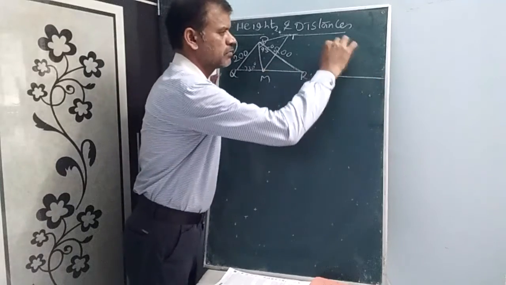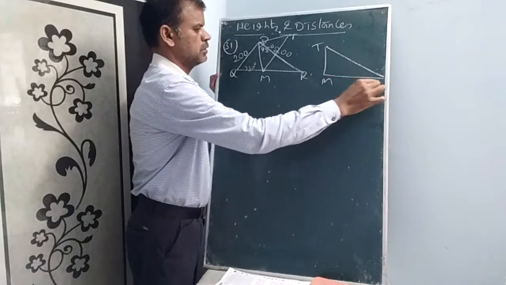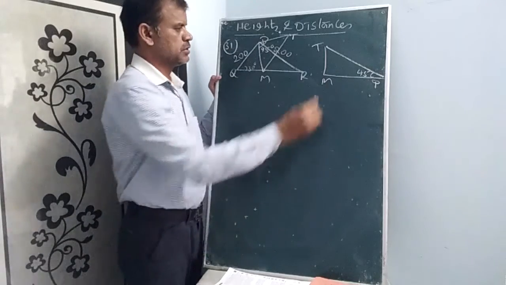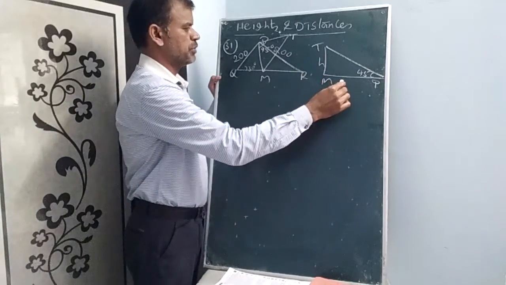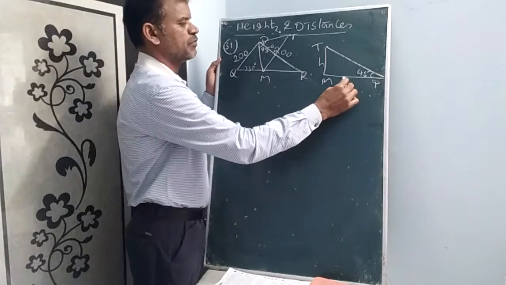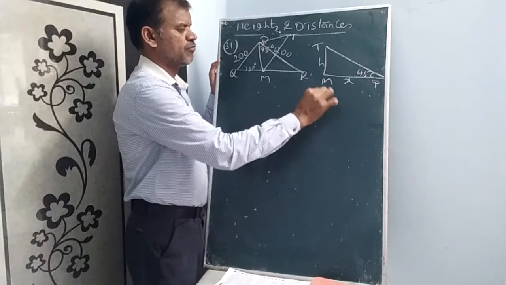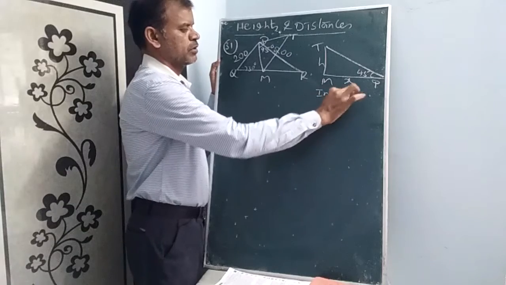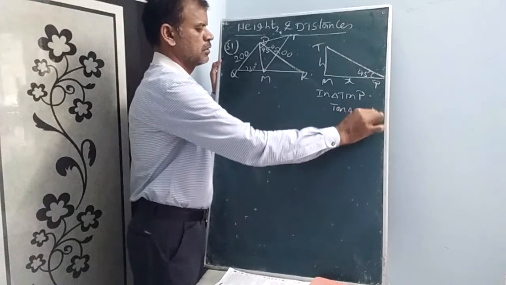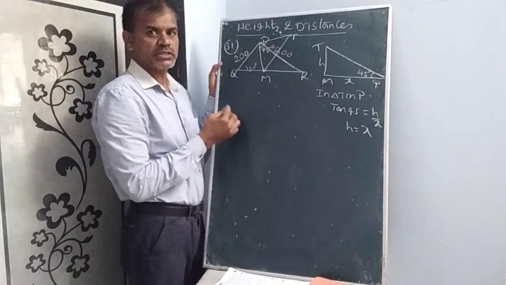Try to understand the diagram once again as I draw it. This is T, this is M, this is P. So at P it makes 45 degrees. Let this height be H. MP we should calculate, but no need, let us think of it as X. In triangle TMP, tan 45 equals H by X. So H is equal to X.